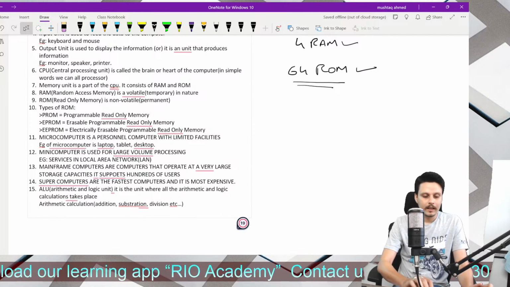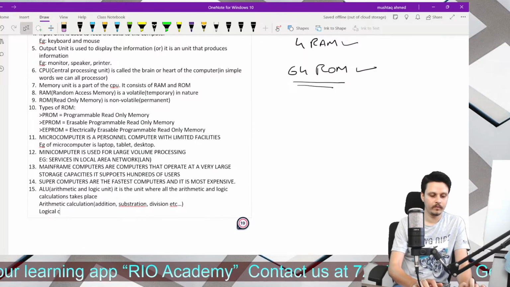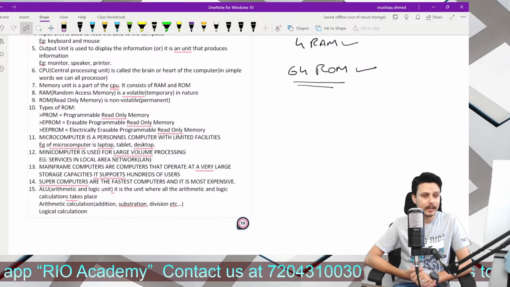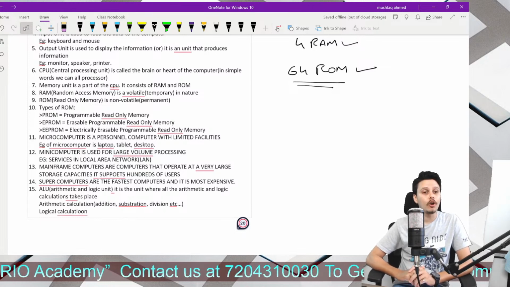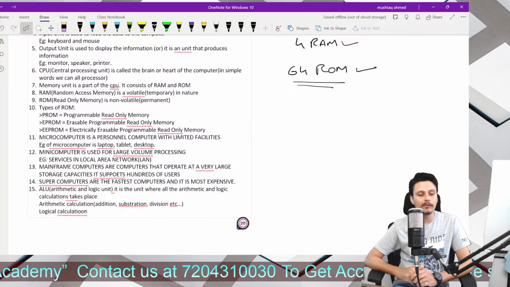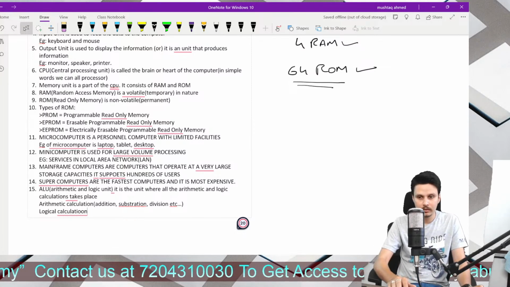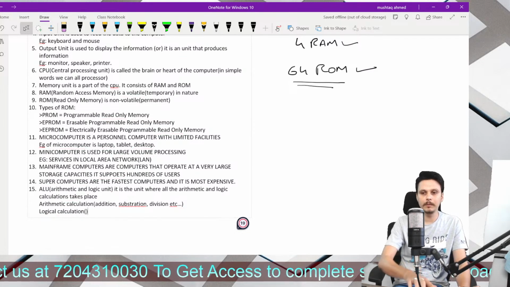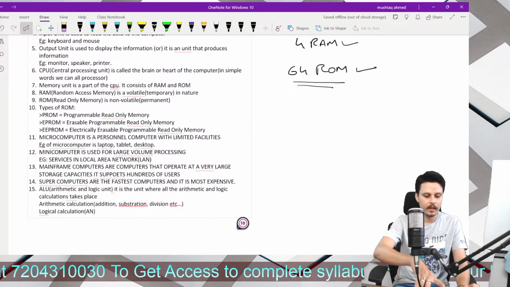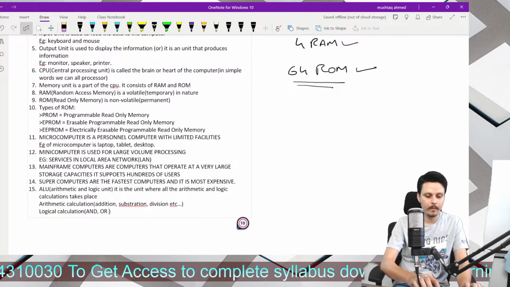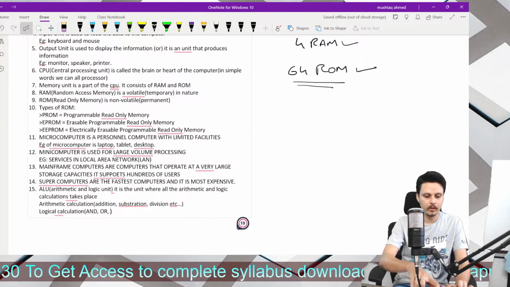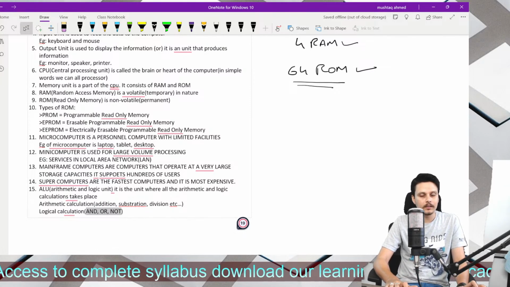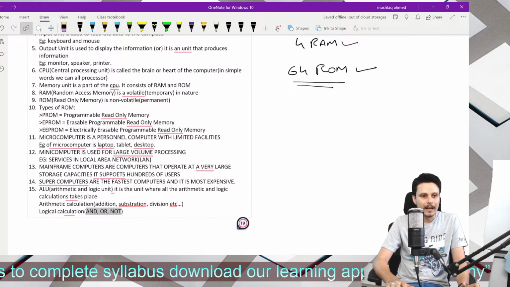So what do you mean by logical calculations? There are some gates, that is AND gate, OR gate, and NOT gate. We call them logic gates. Those are the gates used for logic calculations. So AND, OR, and NOT are the logic gates, and they come under logical calculations.